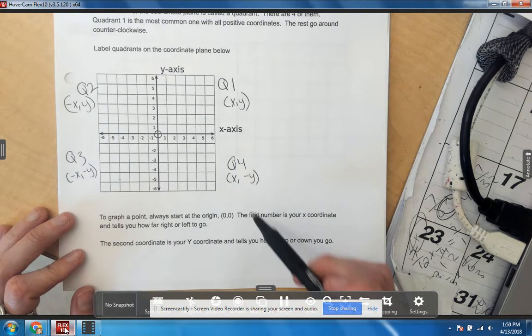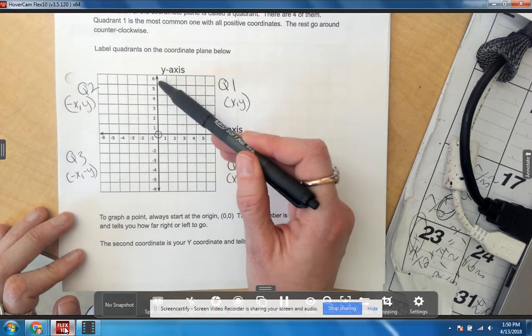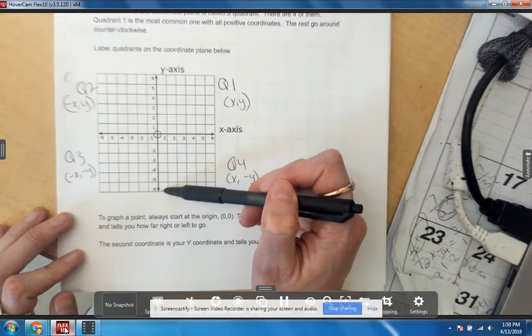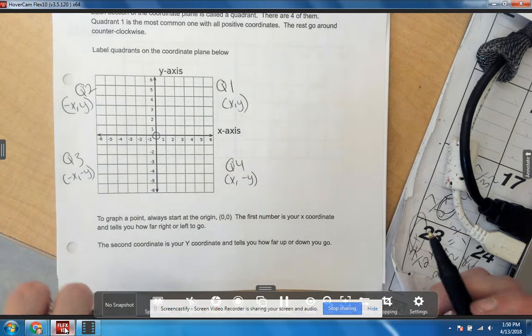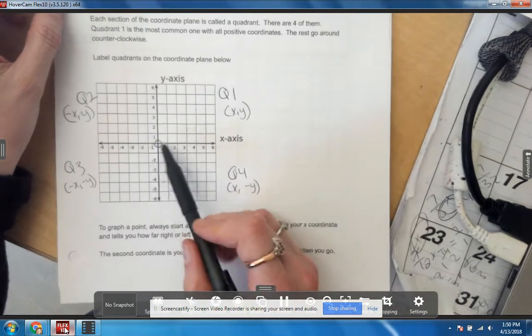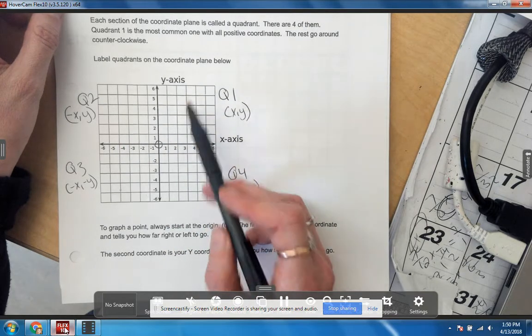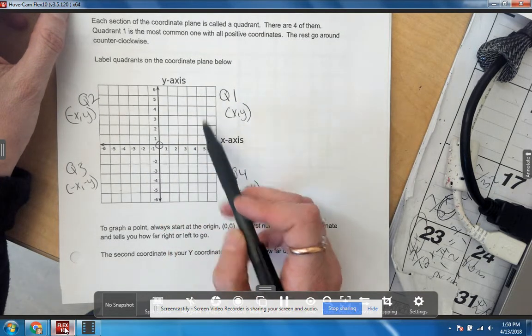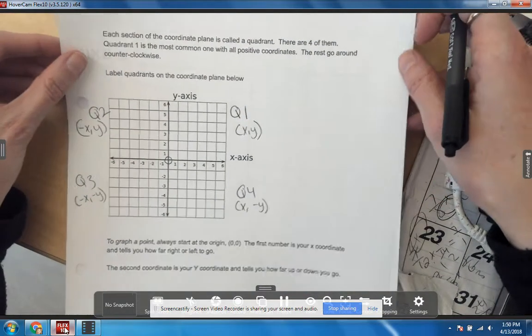Then your second coordinate is the y-coordinate. That's going to tell you how far up or down. So if you're going up, it should be a positive number. Down, it's a negative number. Okay? You always go right or left first, and then you go up or down. So I think we talked about this before, but I remember it as like the baby crawls, and then it stands. You drive to the airport, and then you take off. You walk to the elevator, then you go up or down. So different ways to think of that. But you always go right or left first, and then you go up or down.